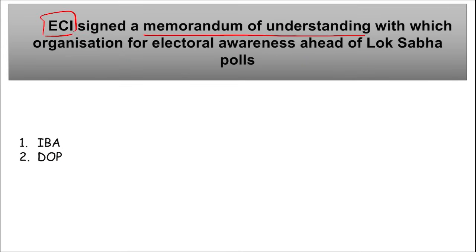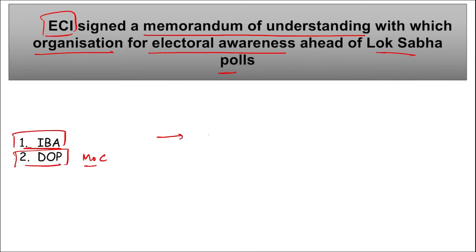Next is ECI, Election Commission of India. They signed an MOU with which organization for electoral awareness ahead of Lok Sabha polls? So Election Commission of India, they signed a memorandum of understanding with IBA, that is Indian Banks Association, and Department of Post, that is DOP, that comes under the Ministry of Communication. And the aim of this MOU between ECI, IBA and Department of Post is to basically enhance the voter awareness, correct? To create voter awareness, right?